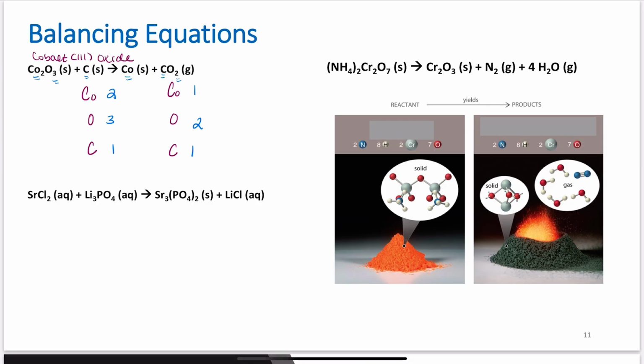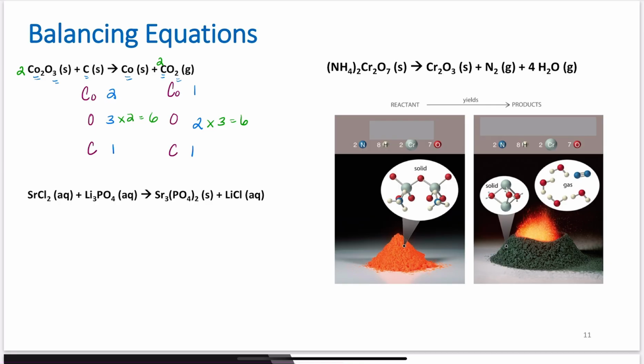You need the lowest multiple here because there's no commonality between 3 and 2. So I'm going to multiply this by 2, giving me an overall 6. So a 2 in front of here. I'm going to multiply this by 3, giving me an overall 6. So my oxygens are balanced.